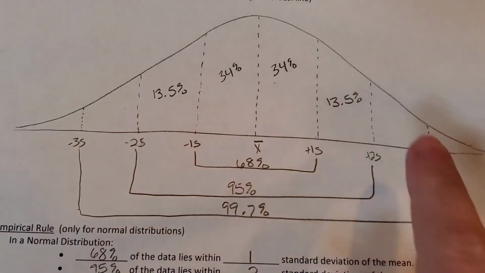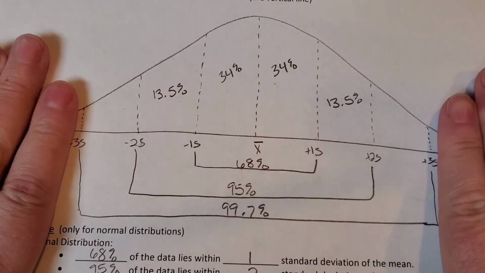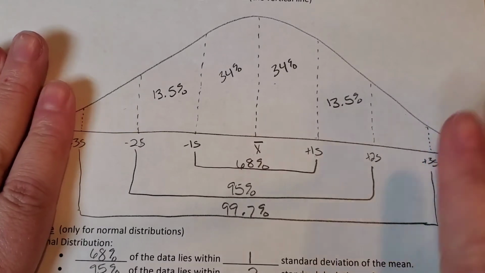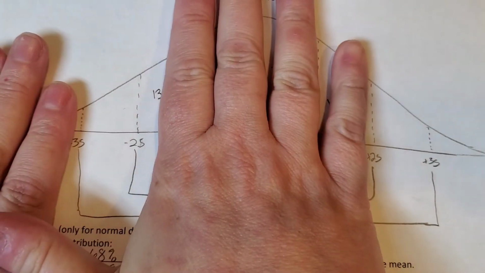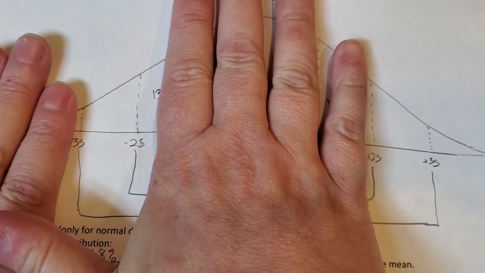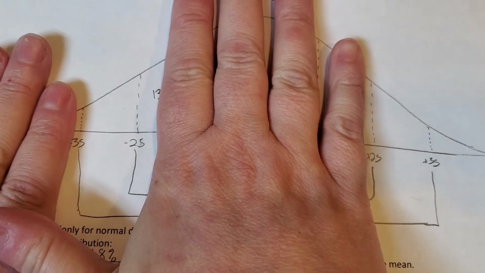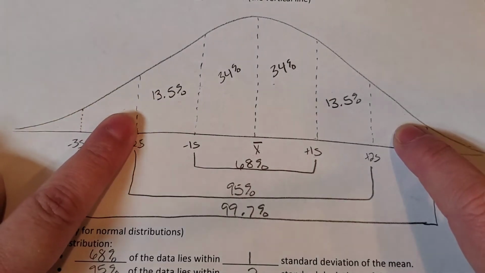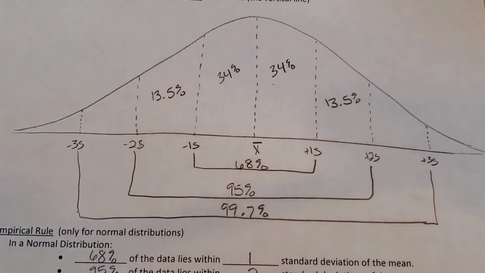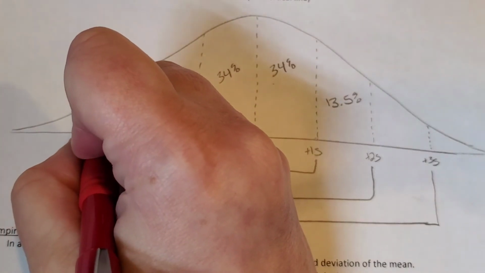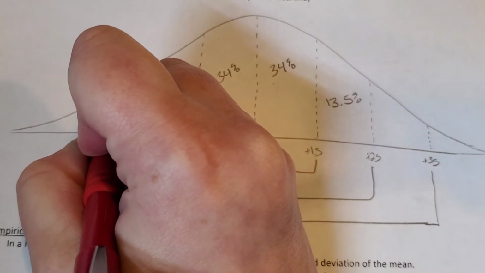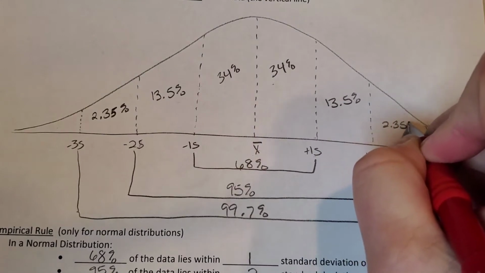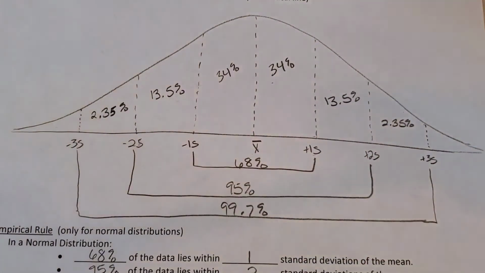We can do the same thing. We know that 99.7% of our data falls between here and here. Again, we've already taken care of 95% of it in here. So if we subtract, that leaves us 4.7% that gets split between this piece and this piece. Again, it's going to be split evenly. That puts 2.35% of your data here and 2.35% of your data here.